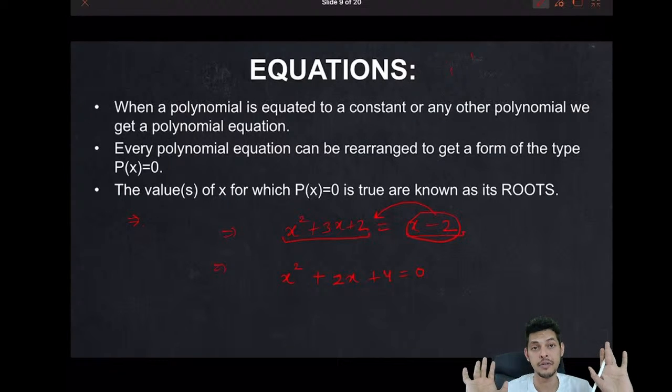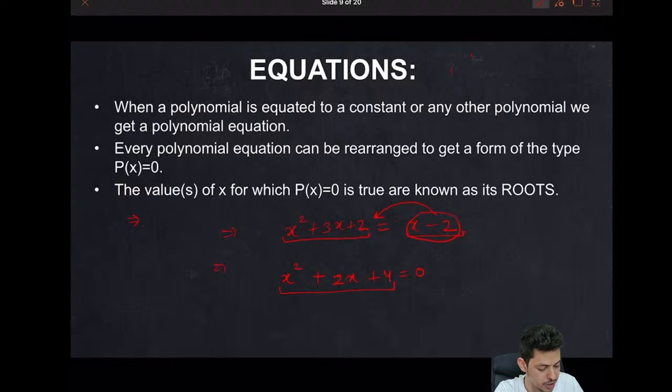Now the question can be again reinterpreted as find a value of x for which x square plus 2x plus 4 will be equal to 0, okay. Now whether a solution exists or not, we will see later, okay. And those who have done the chapter of quadratic equation might be knowing that in this case a solution is not going to exist.